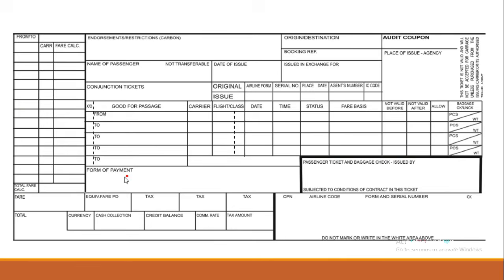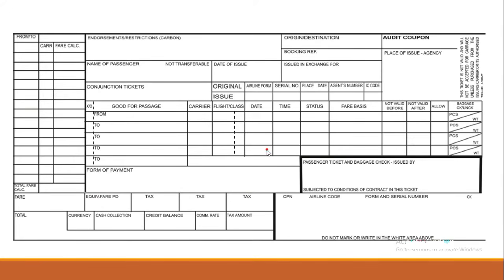Here, form of payment: if you are paying cash, you will write cash. Sorry, please excuse my writing. It will get better with time. You will either write cash, if the client is paying cash, and then if the client is paying using a credit card, you will then write the credit card number here. You will write Diners Club, and then you write the credit card number in this box.